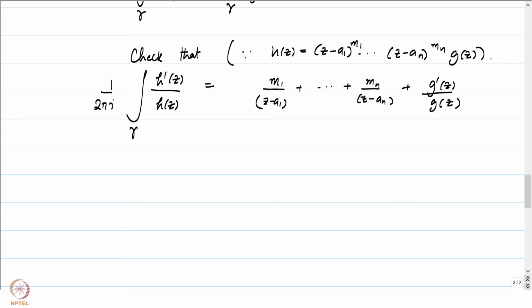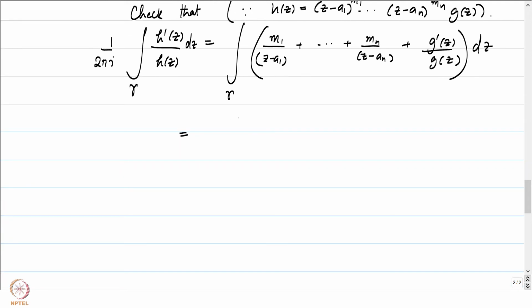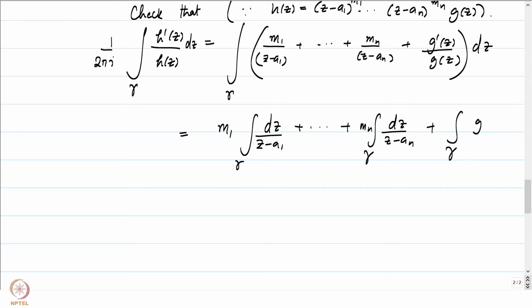Now, because we have this, if you look at this integral, 1 by 2 pi i times the integral over gamma of this function, this is going to be the integral of the thing inside the bracket over gamma. Now we are in good shape, because this is going to be equal to m1 times the integral of dz by z minus a1 over gamma, plus ..., plus the integral over gamma of dz by z minus an, plus the integral over gamma of g prime of z by g of z dz. Now let's focus on the last term.